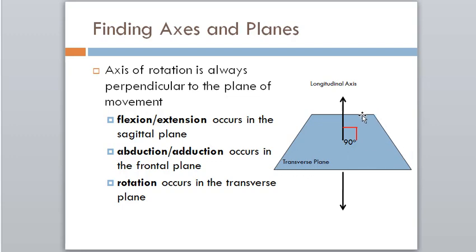So in this case, this example here, you see this transverse plane. This is that longitudinal axis, the axis that's moving superior inferiorly, 90 degrees to that plane. And so all motion that's occurring in this transverse plane, which is left or right rotation or horizontal abduction and adduction, is occurring in this transverse plane with this as the axis of rotation.